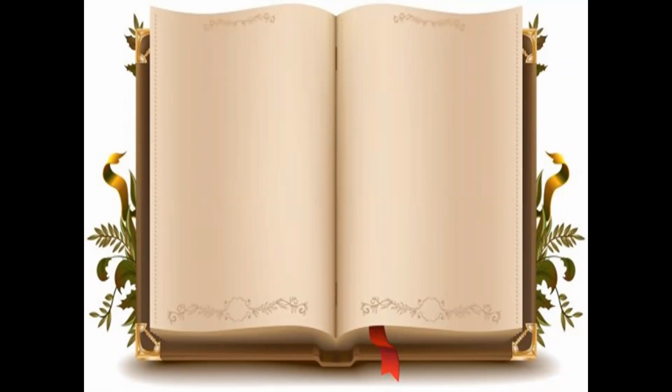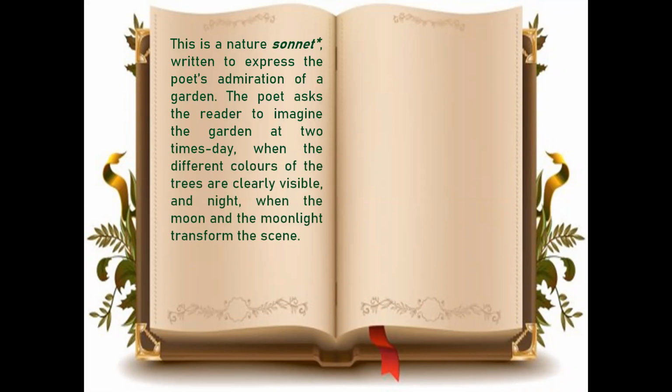Now let's understand what the poem is all about. The poem is a nature sonnet. What is a sonnet? A sonnet is a 14-line poem with a fixed rhyming scheme. So this sonnet is written to express the poet's admiration of a garden. The poet asks the reader to imagine the garden at two times: during the day, when the different colors of the trees are clearly visible, and during the night, when the moon and the moonlight transform the scene.